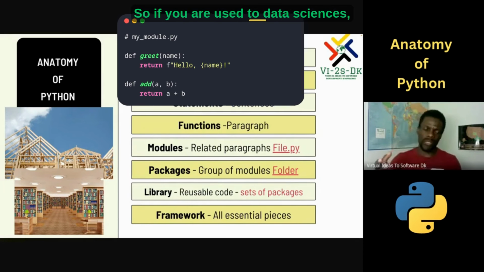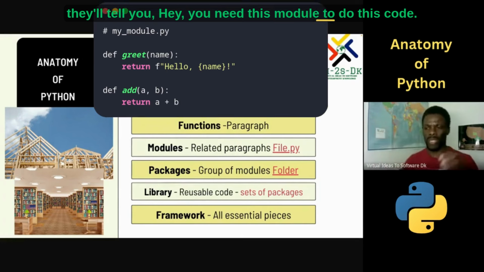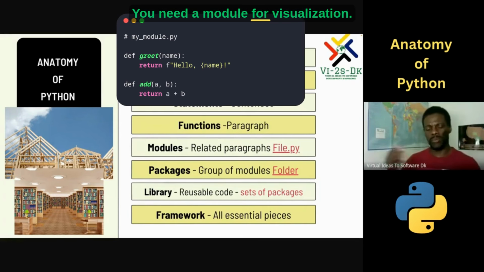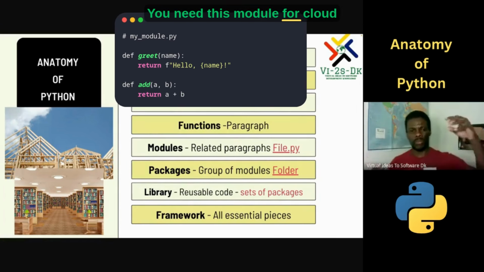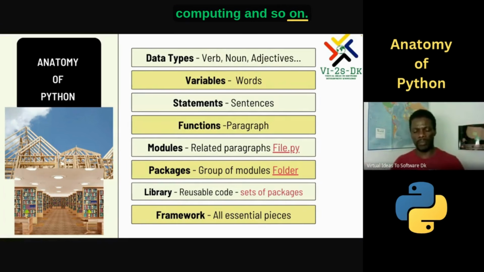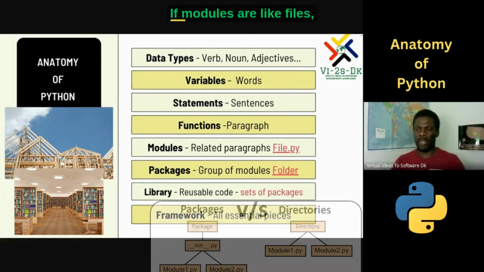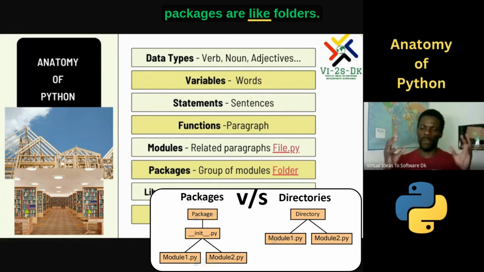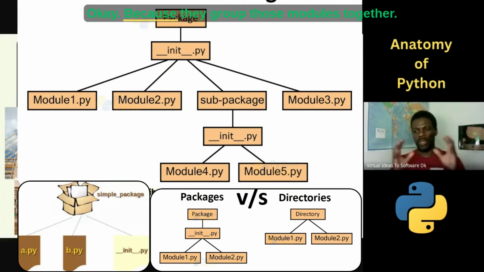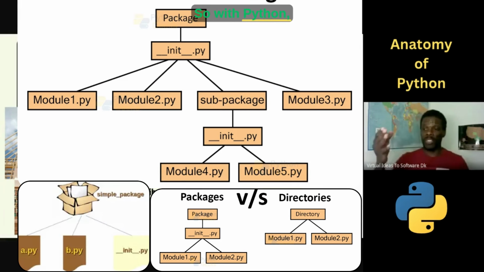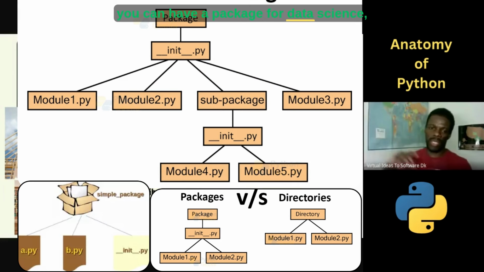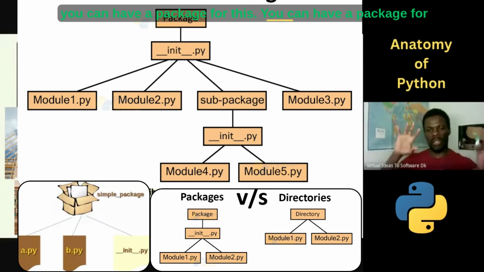So if you're used to data sciences, they'll tell you, hey, you need this module to do this code. You need that module for visualization. You need this module for data analysis. You need this module for cloud computing and so on. The same with packages. If modules are like files, packages are like folders, okay? Because they group those modules together. Again, it might be related modules and so on. So with Python, you can have a package for data science. You can have a package for this. You can have a package for that.